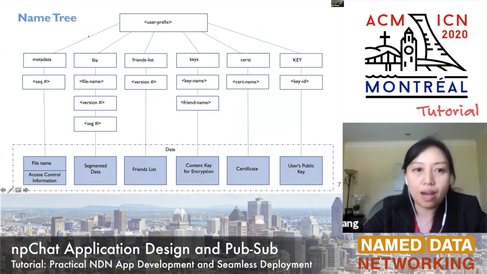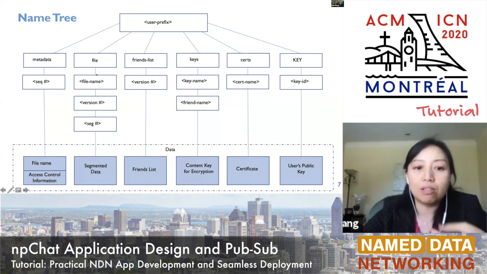There is a metadata branch that contains information about new content. Basically, the name of the new content and access control information, which friends are allowed to access the file. This branch is shared with any friends of this user using PubSub.